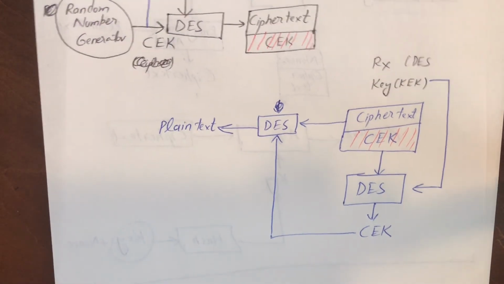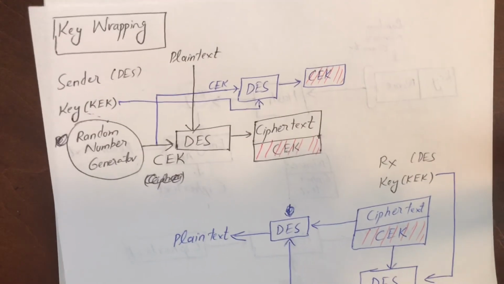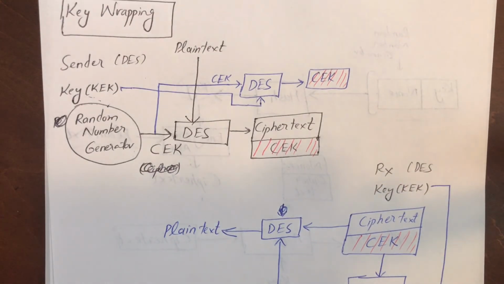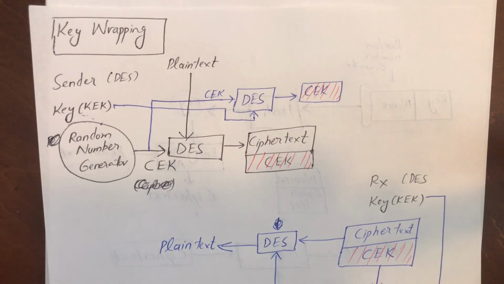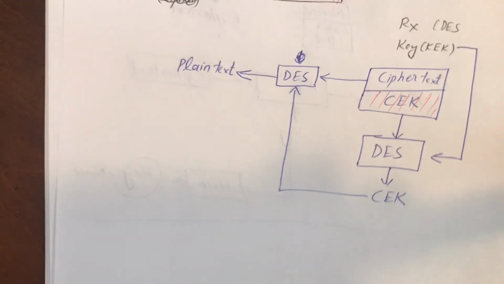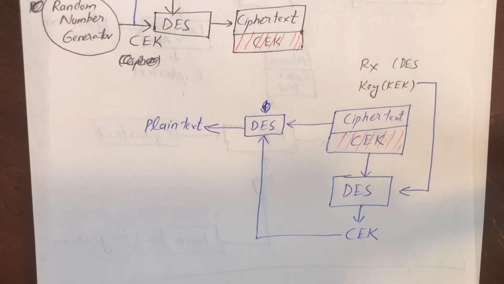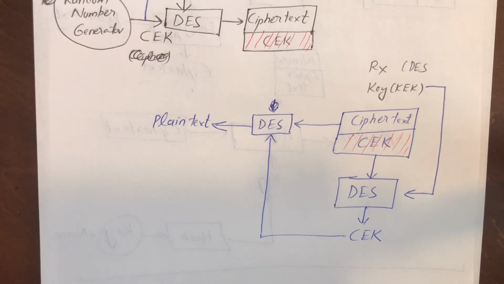This procedure is called key wrapping, and we use key wrapping in every field. We will use it everywhere, in symmetric and asymmetric encryption. In symmetric encryption, we use it whenever we use the encryption algorithms for bidirectional communication.